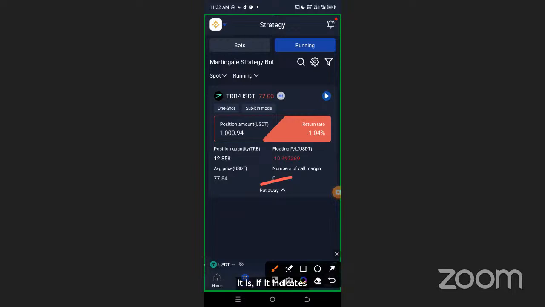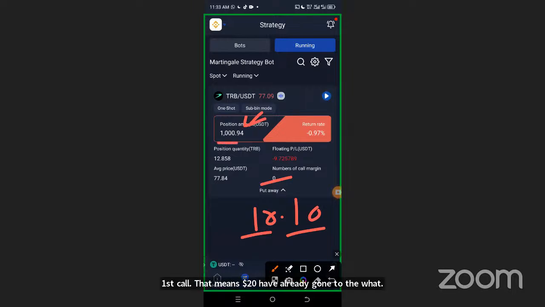And if it buys the margin calls, the position amount, the money invested in a coin, will increase. So I directed my robot to use $10. If it buys the first call, that means $10 have already gone to the market. Meaning that here you are going to see $1,010.